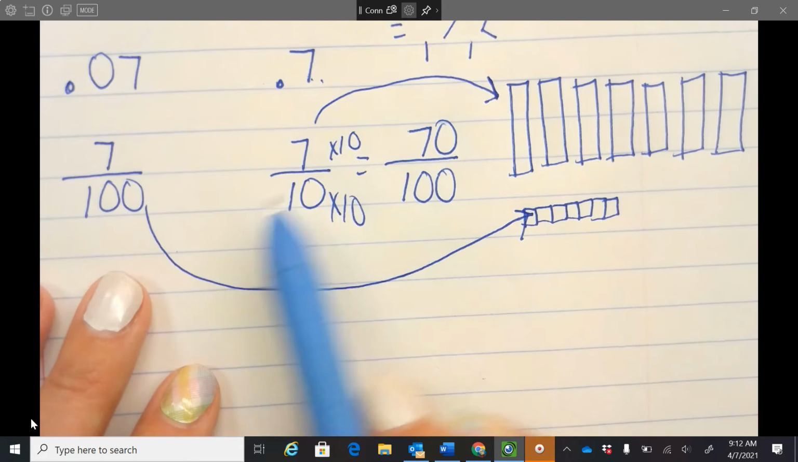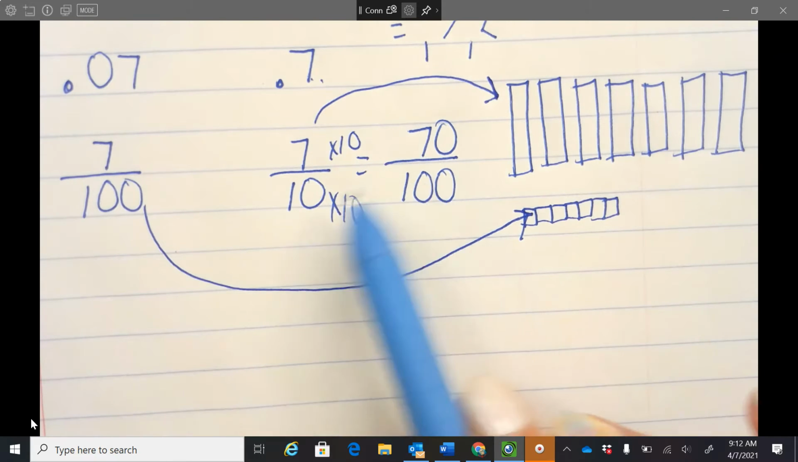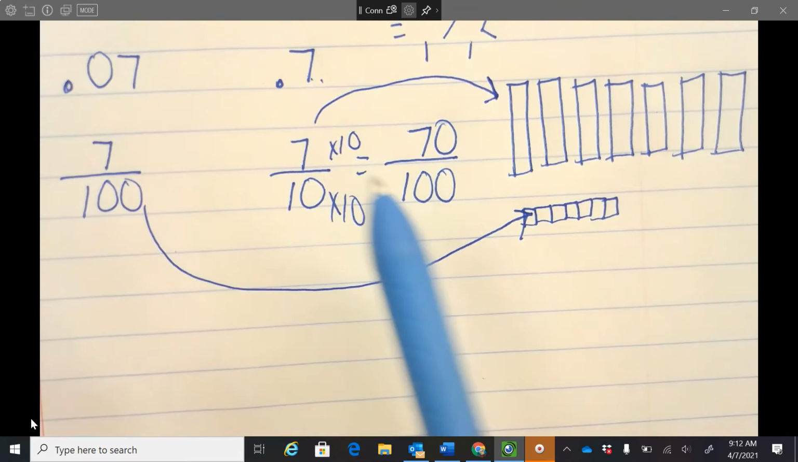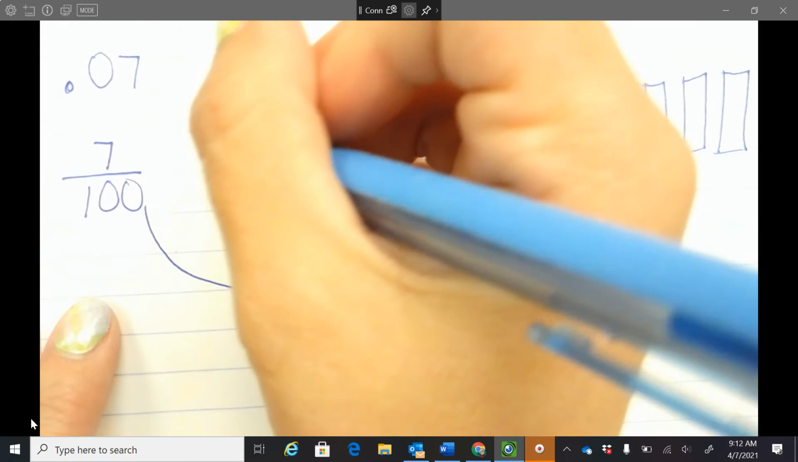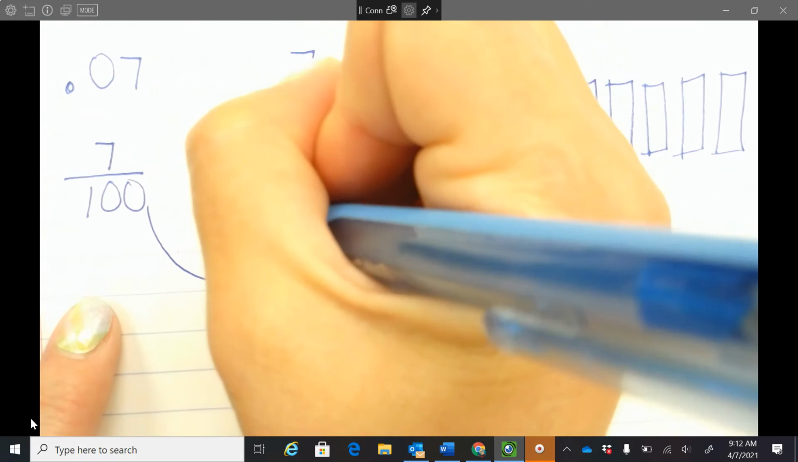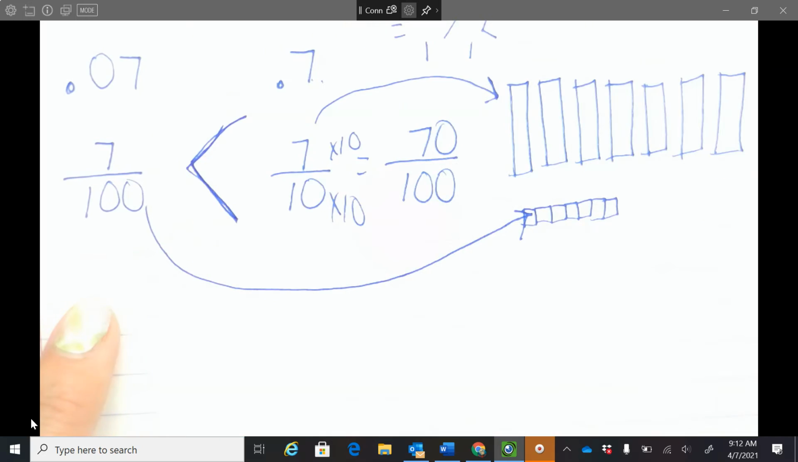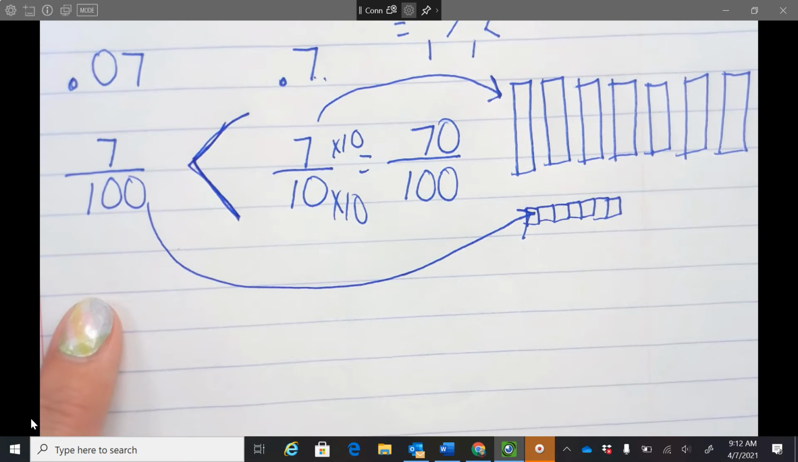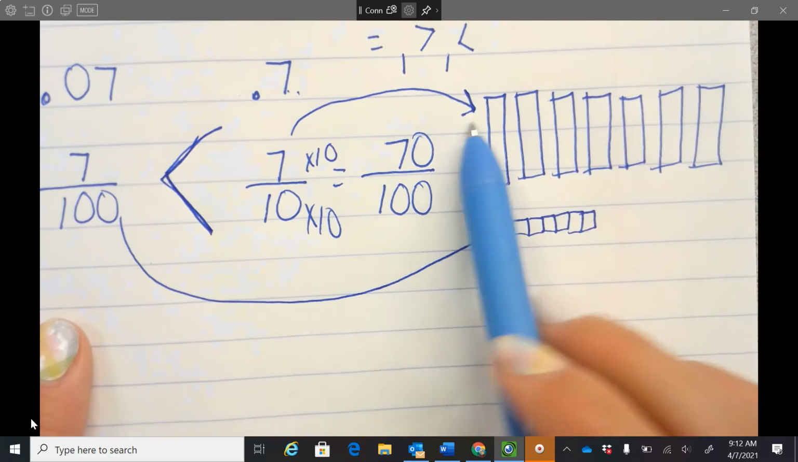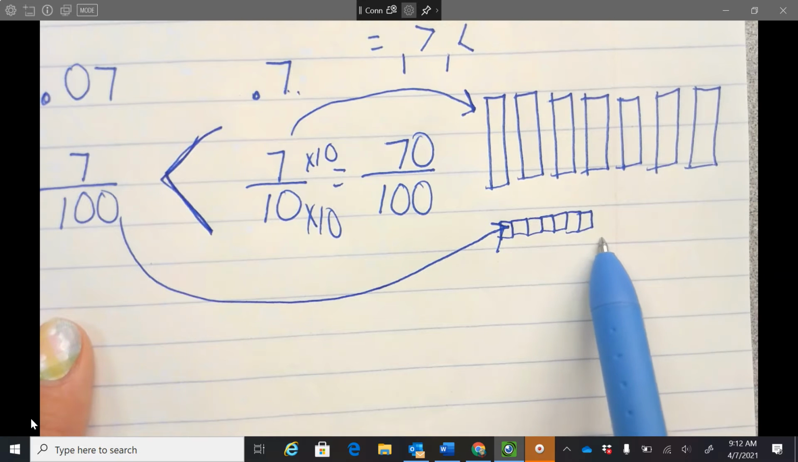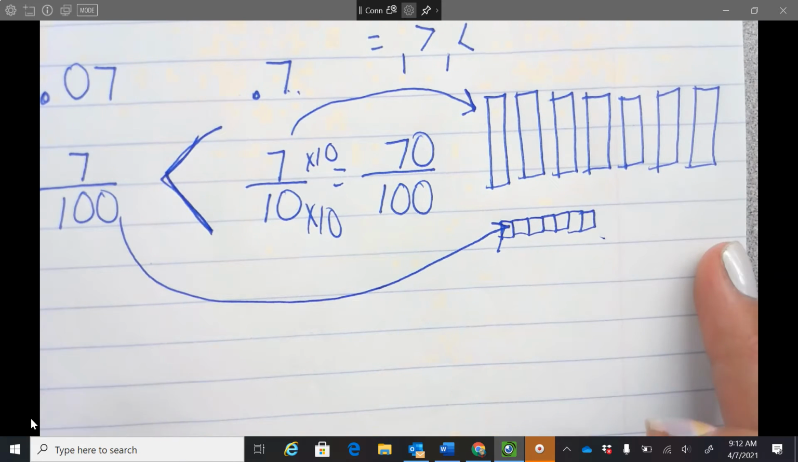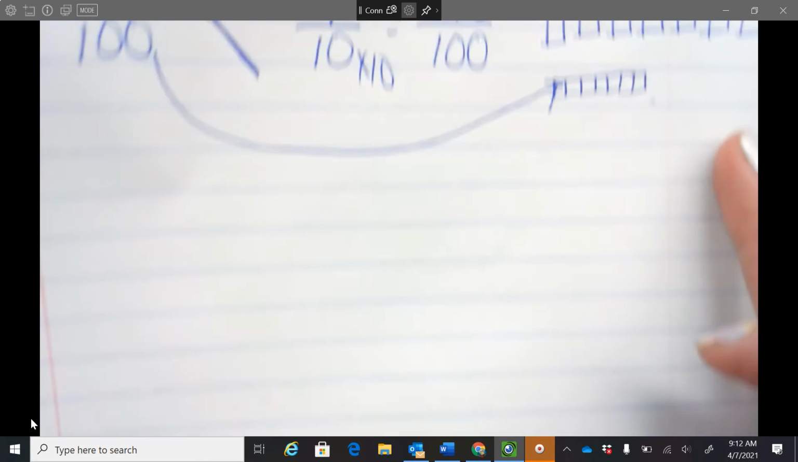But the biggest thing is you've got to find a common denominator. So 7/100 is definitely going to be less than 7/10, right? These are our tenths, these are our hundredths. Okay, good job, Samantha, thank you.